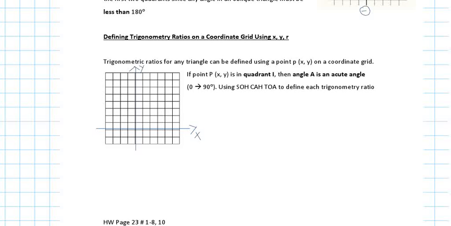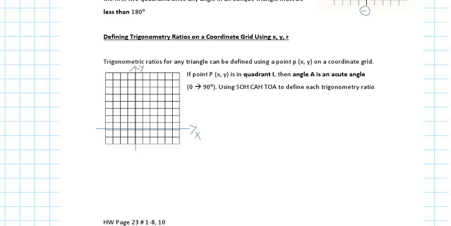Okay? So remember that we said angles in the first quadrant are going to end up being acute, right? Less than 90. So I have a point x, y and it's in quadrant 1. Then angle A is an acute angle which is between 0 and 90. Use SOHCAHTOA to define each trig ratio. Now instead of just using point x and y, I'm going to give you a point value. I feel like with numbers, it makes it easier for you guys to see, right?